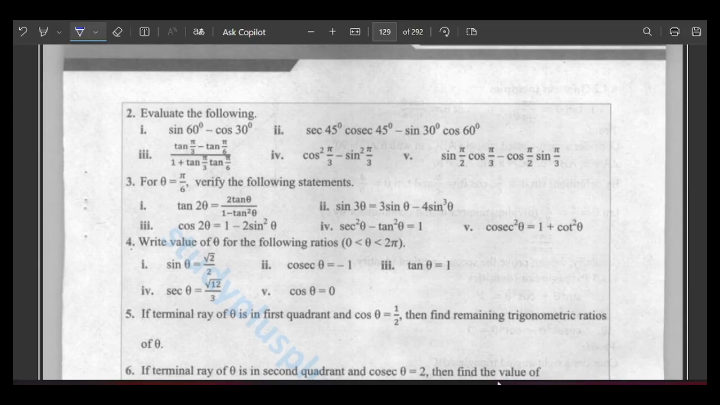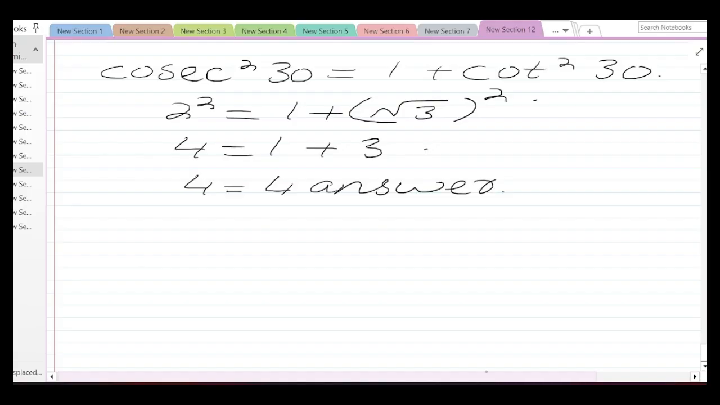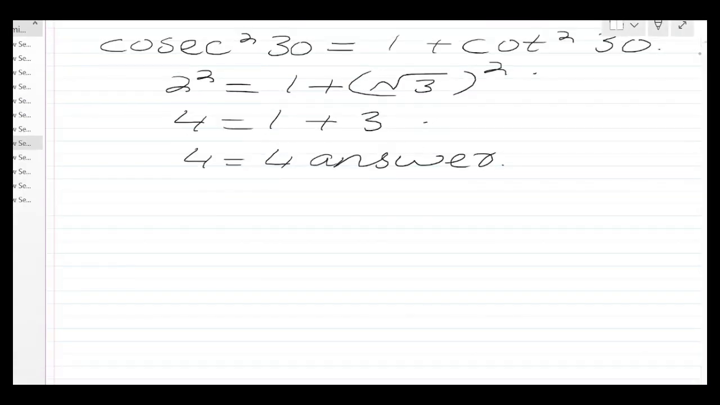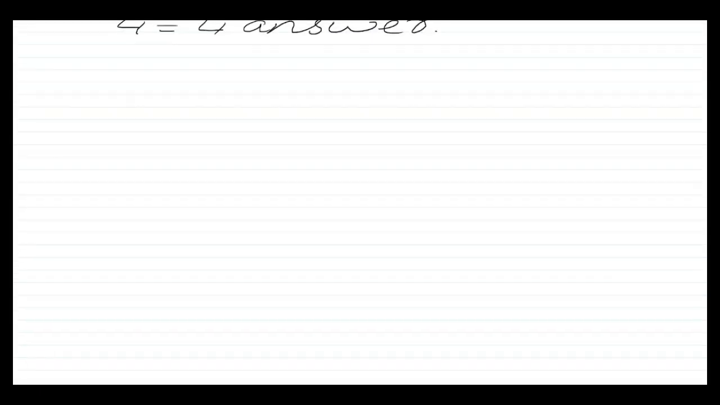Now we will move on to question number 4. We need to write the value of theta for the following ratios. So sine theta is equal to under root 2 by 2. How can we write the value of theta? Okay, so let's solve this expression. We know that sine theta is equal to under root 2 by 2. But how will we simplify this ratio?